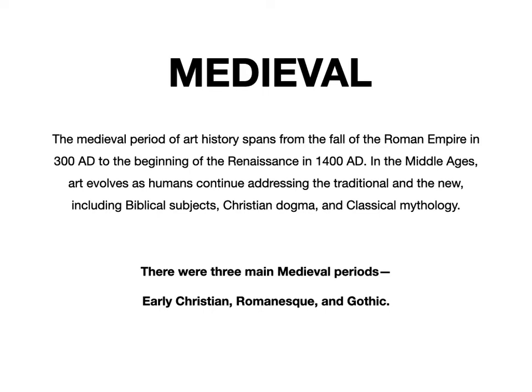So moving into the medieval period, this period spans the time from the fall of the Roman Empire in 300 AD to the beginning of the Renaissance in 1400 AD. The Middle Ages, art evolves as humans continue to address the traditional and the new, including biblical subjects, Christian dogma, and classical mythology. Again, there are three main medieval periods: early, Romanesque, and Gothic.